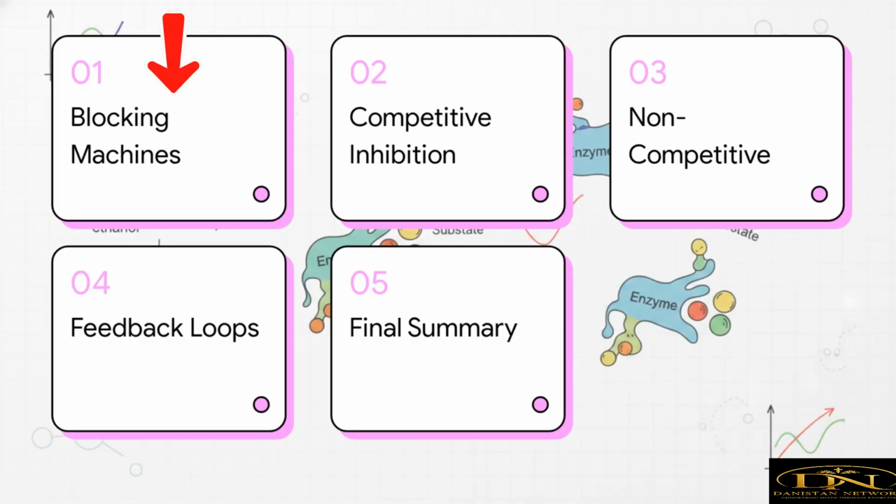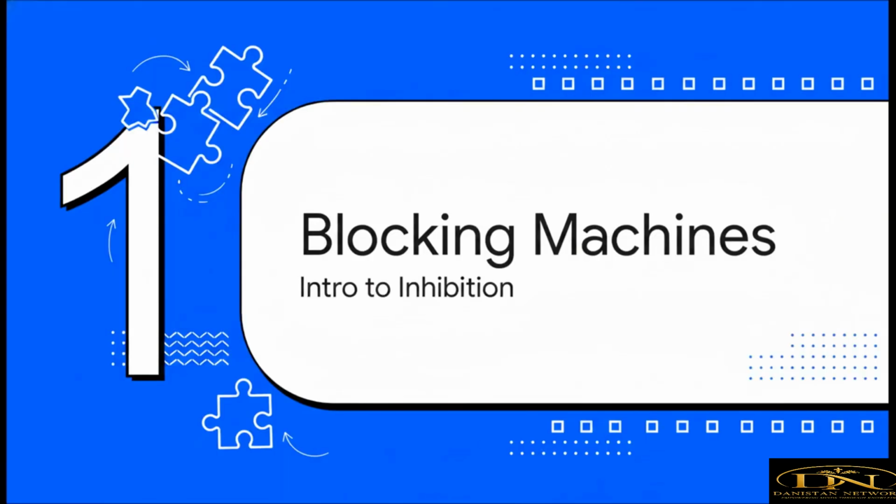So here's our lesson plan for today. First, we'll get a handle on what inhibition actually is. Then we'll meet two key types. One we'll call the imposter, and another we'll call the saboteur. After that, we'll see how our own cells use these inhibitors for some really clever self-regulation, before we wrap it all up with a quick summary. All right, let's get started.